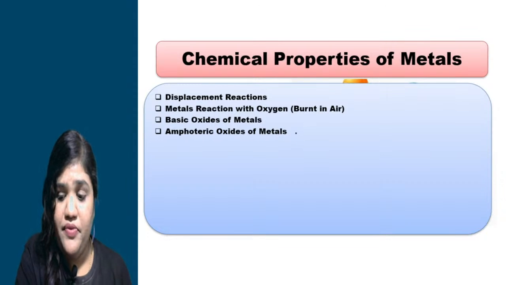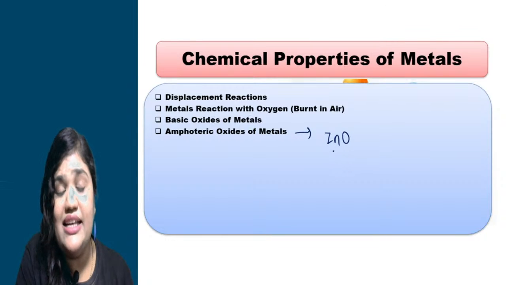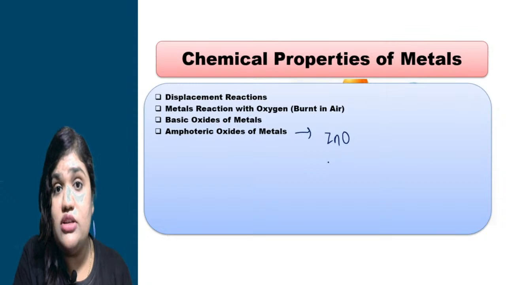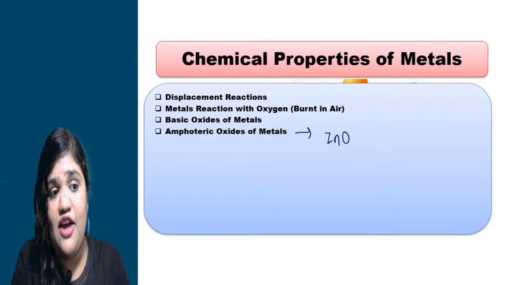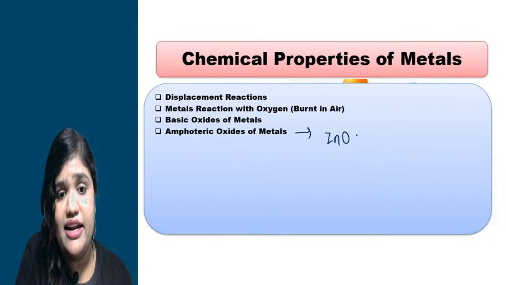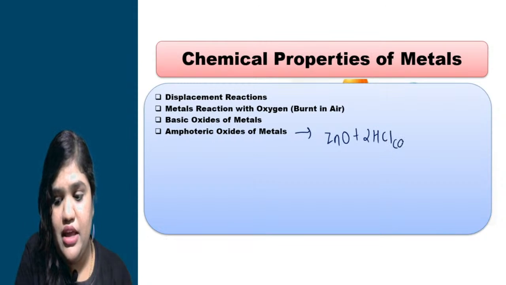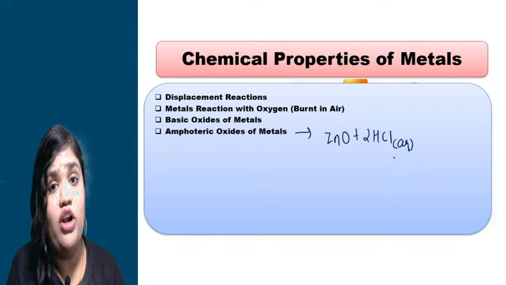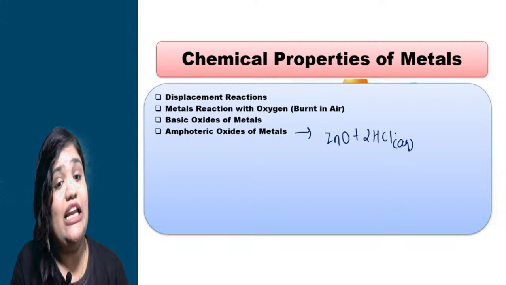Let's find out. Here we are going to take the example of zinc oxide. When metal oxides react with acid and base, there is a formation of salt and water. That reaction is known as amphoteric nature, or amphoteric oxides of metals. Here zinc oxide will react with HCl. HCl is aqueous. Aqueous means it is dilute in nature, not in the concentrated form.